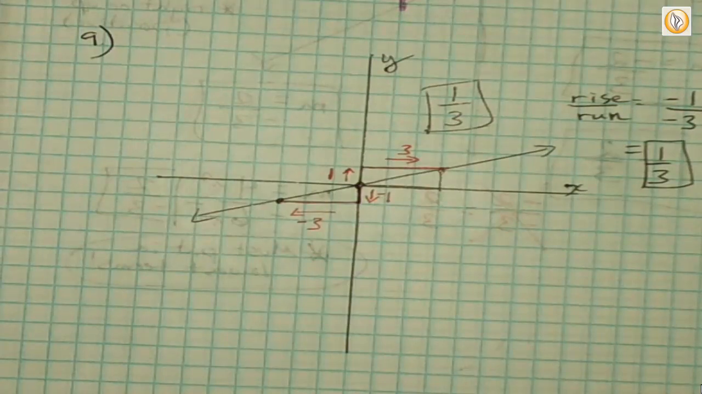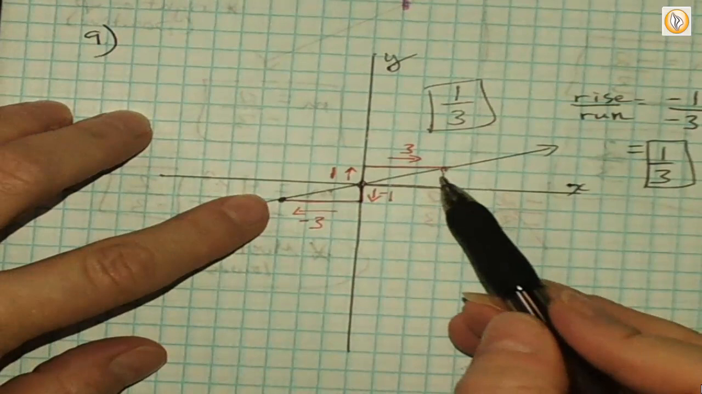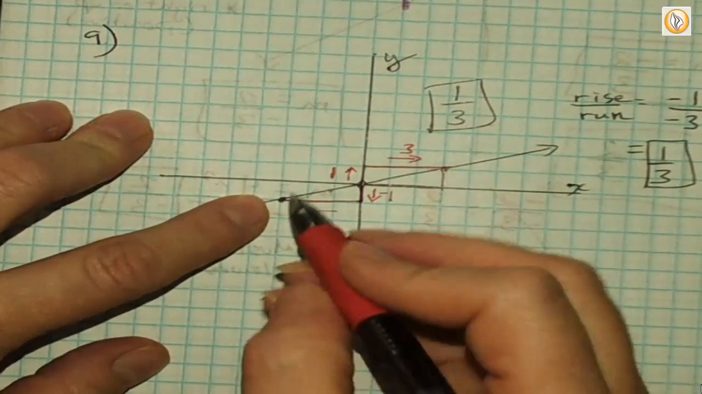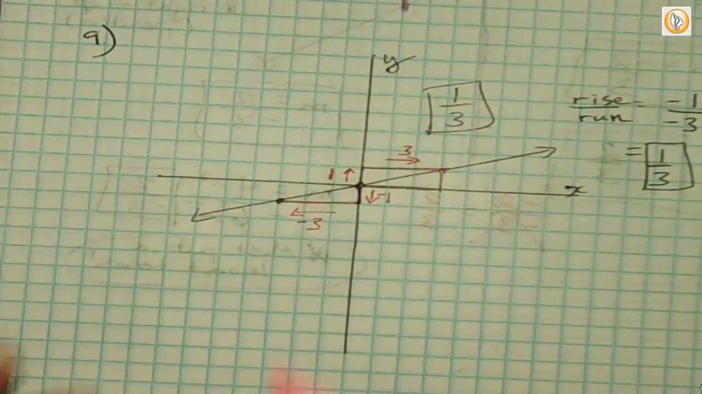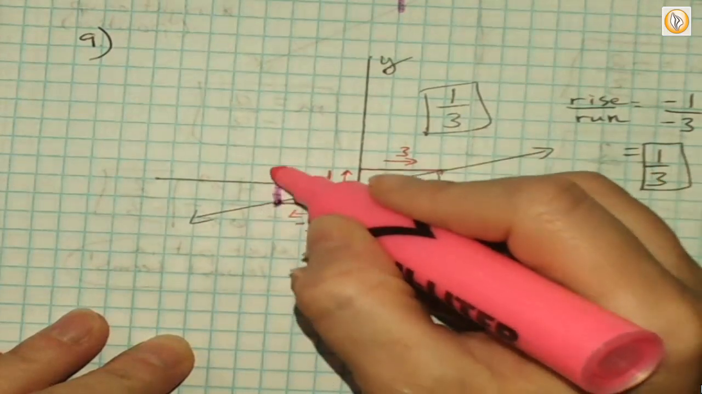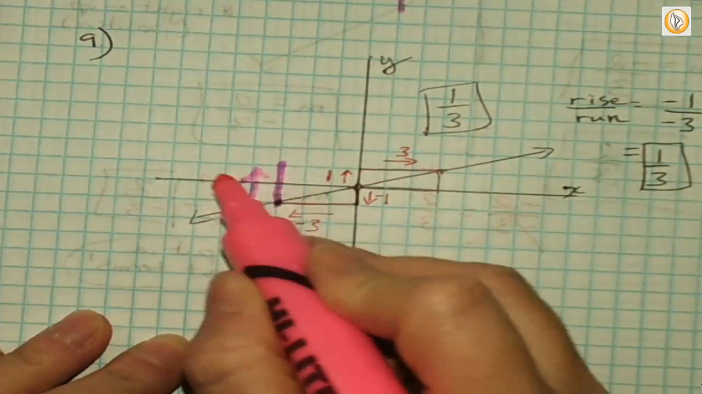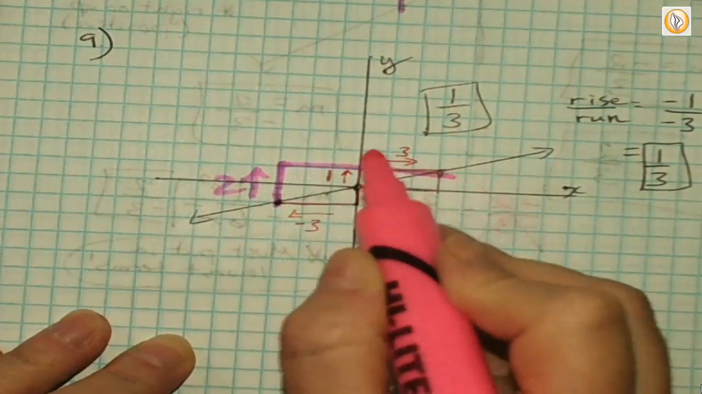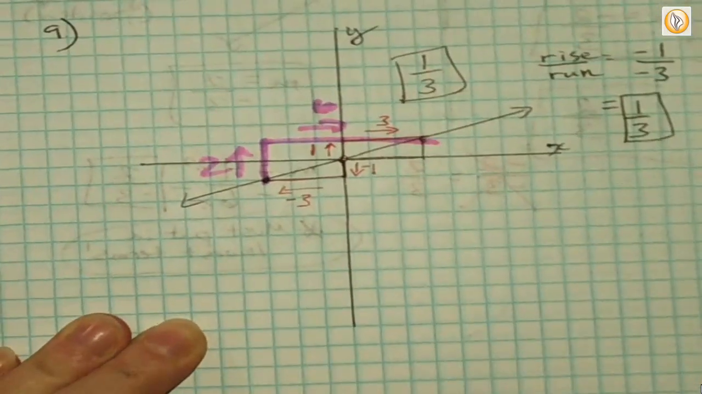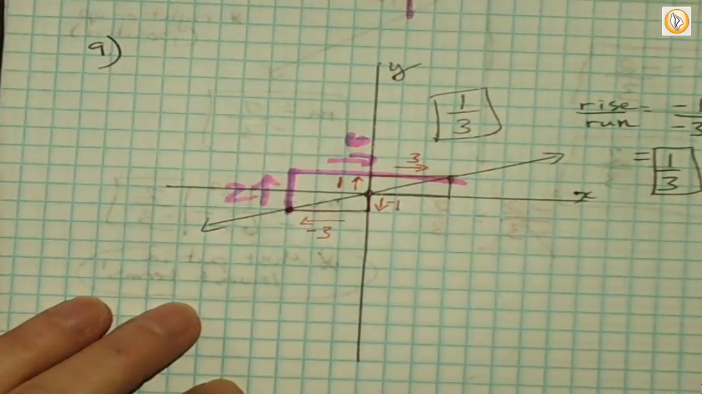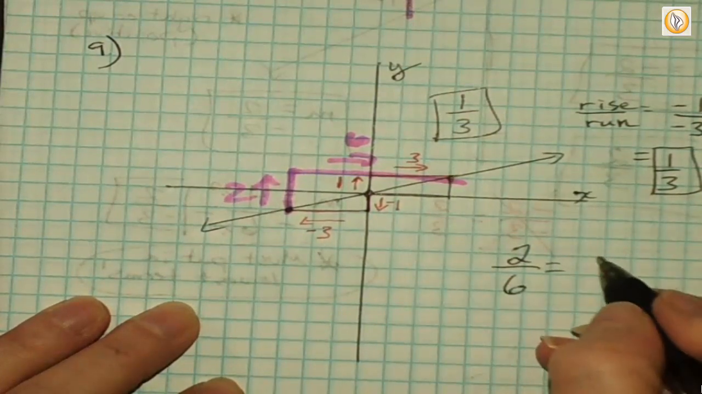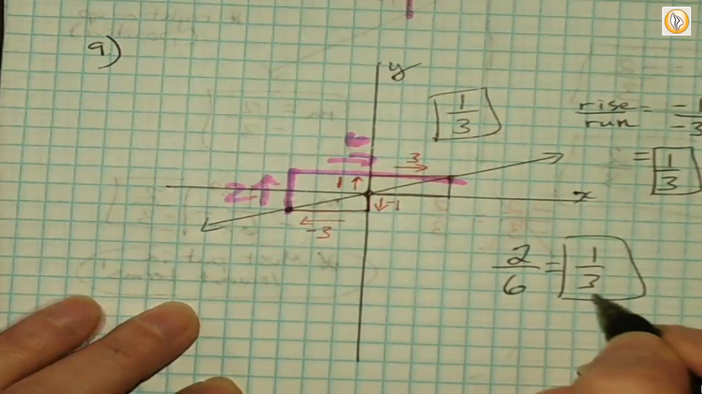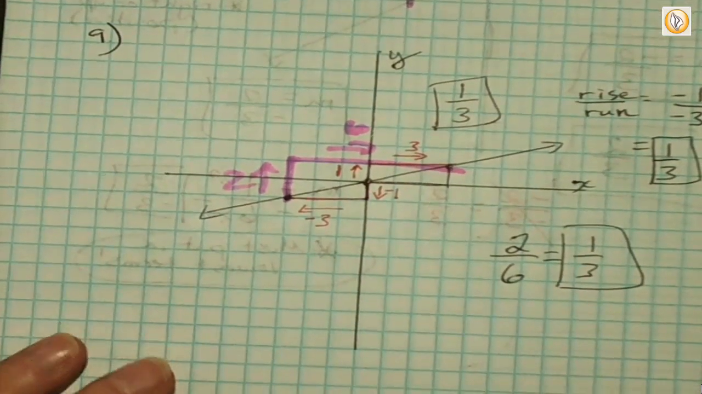Valeria, what? You can also connect the top and the bottom. So like these two right here? Yeah. You could start here and go, I'll do it in pink. I could go up 2 and then right 6. So then it'd be 2/6, and then we'd have to put that in lowest terms, 1/3. There you go. Any questions about that?